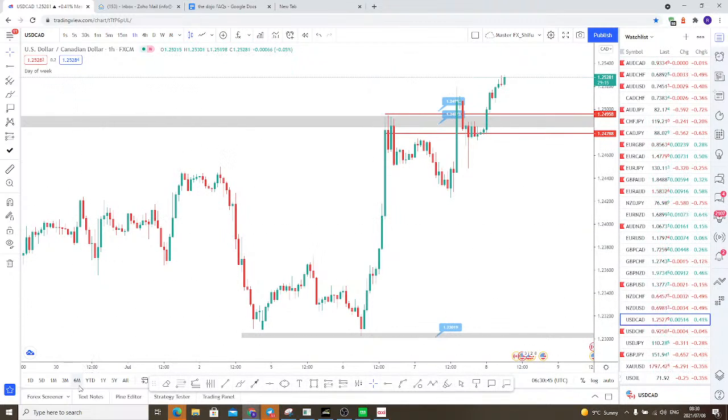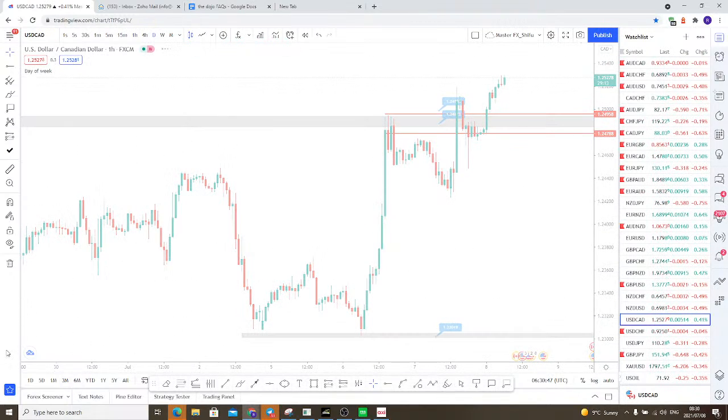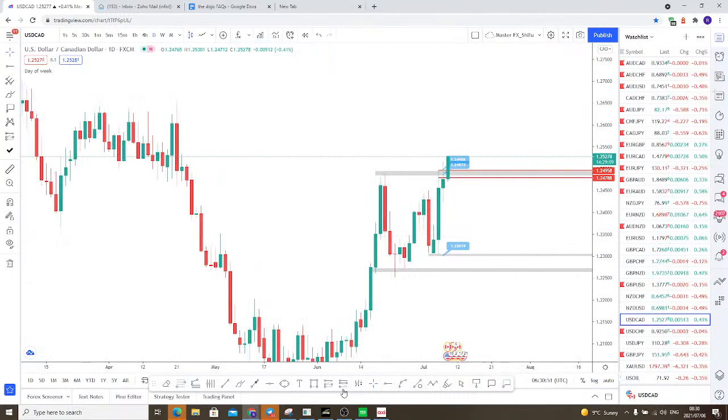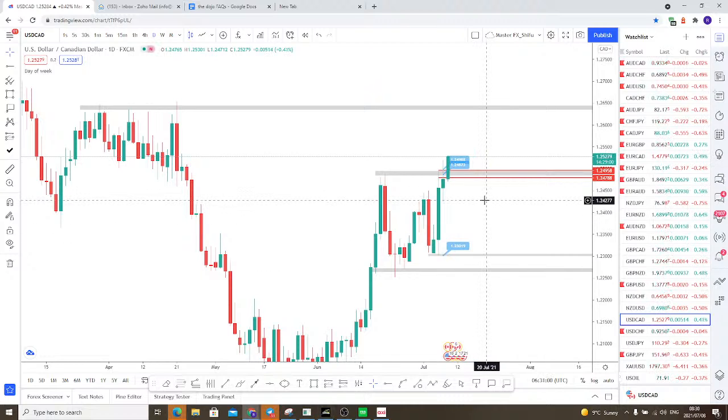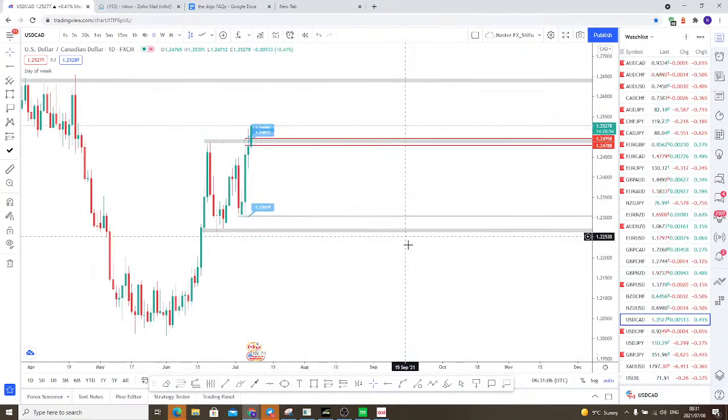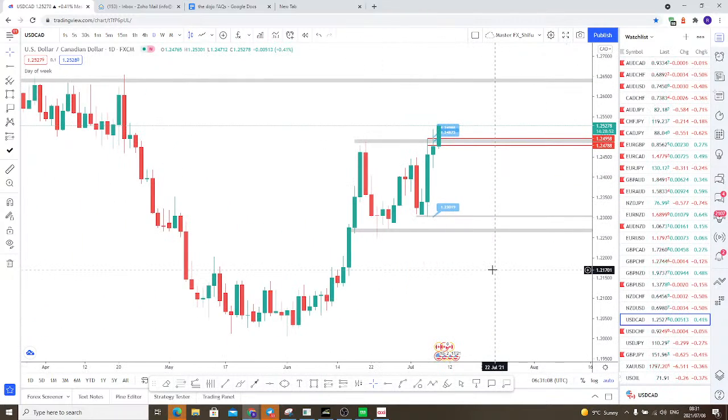So with UCAD, I also didn't see much happening here. So I probably would not trade it. I actually wouldn't until it gets to basically this level here. And then that's when I'd look at probably potentially taking some sells there. But in the current level, I would not look at taking any of the trades from it.